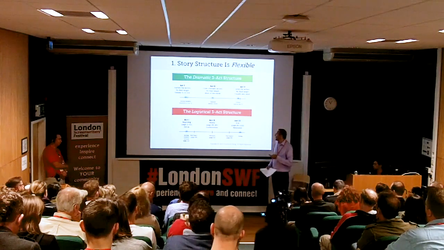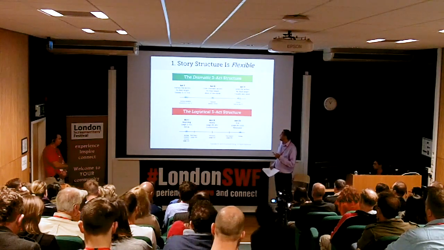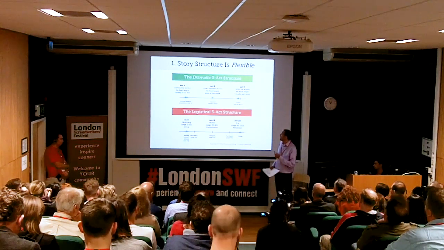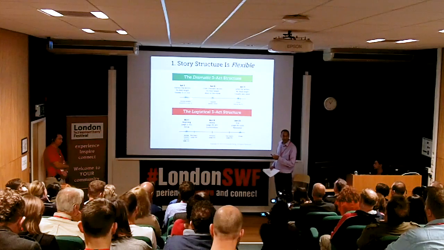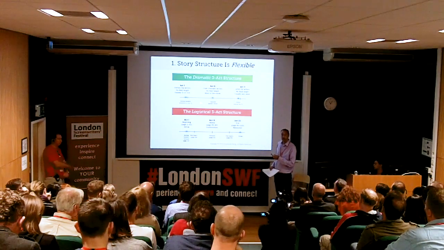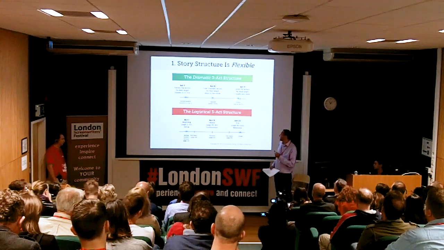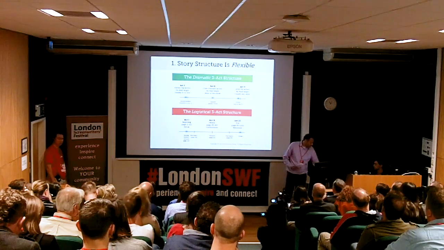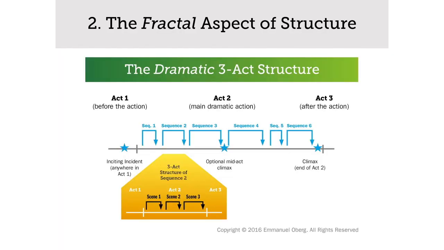Now, the reason why, as I said, this can be a problem is that if you follow the dramatic track structure instead of the logistical one, you end up with an Act 2, which is most of the film. Okay, so how do you break down that Act 2, which is quite a lot? And that's the second really exciting point about the dramatic track structure. It's that it has a fractal aspect.